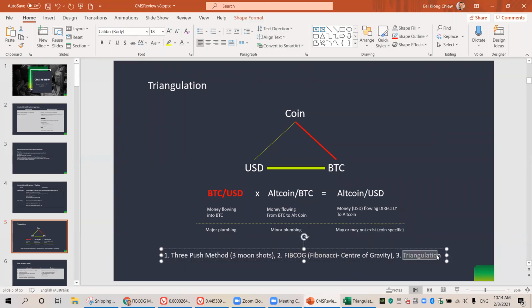Triangulation, it's a long way to go. So at this point, I won't use triangulation to forecast the moonshot tree. It's more of a shorter term forecast, so we'll leave that for the moonshot tree. Hopefully that answers some of the questions there.